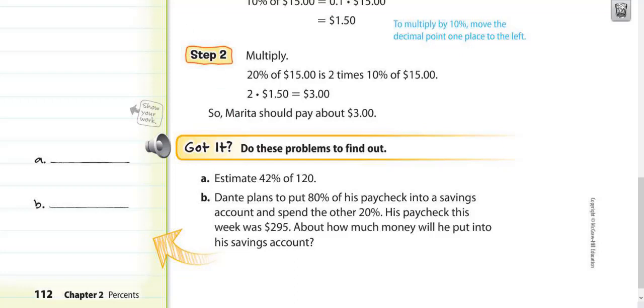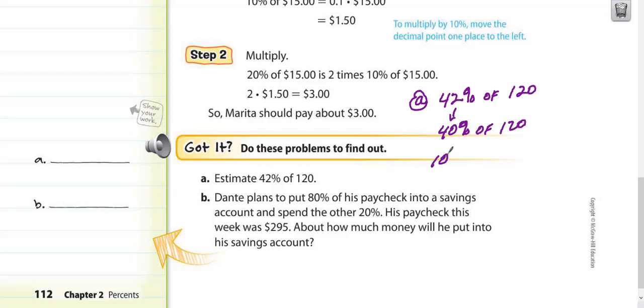Problem A. Let's do the work for problem A right here. Estimate 42% of 120. I said 20, 42% of 120. So that 42% is going to round to 40%. So now we're doing 40% of 120.